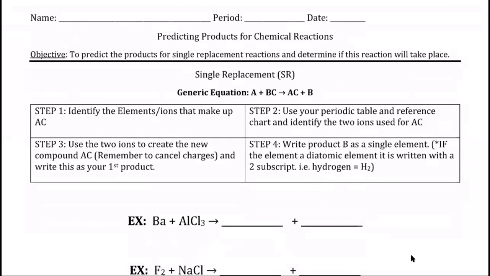Number one, you want to identify the elements, and you want to look at the ions that make up this compound that you're going to write on the product side. Because remember, I told you, you have to know their charges, so that you can correctly write that compound formula. So then you need to use your periodic table and your reference chart and identify those two ions and what their charges are, because based on the group that they're in, or if it's a polyatomic ion, you may have to look at your reference chart for the list of polyatomic ions. Based on what they are, you should be able to look up their charges from your periodic table and your reference chart. And then you'll use those two ions and their charges to create the new compound.